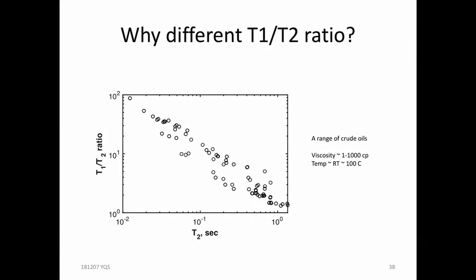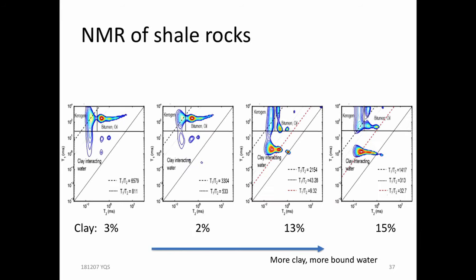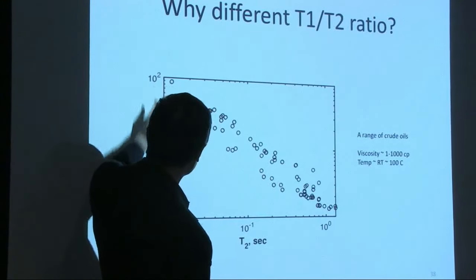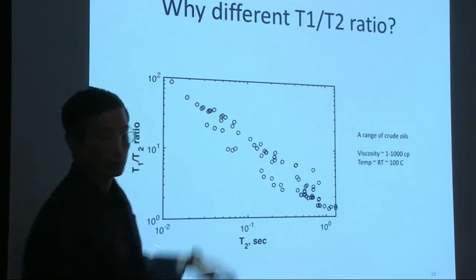But one question is, so the signal, oh sorry, let me go back to here. These signals have very large, the T1 and T2 are very different. They're different by a factor of 1,000 or something. So why is that? Just from an experimental point of view, it's actually quite common. If you look at an oil, it always does this. So when the viscosity goes low, the T1 and T2 ratios go to very large.